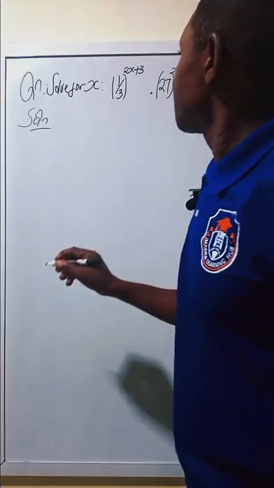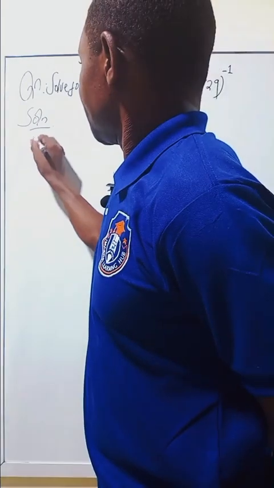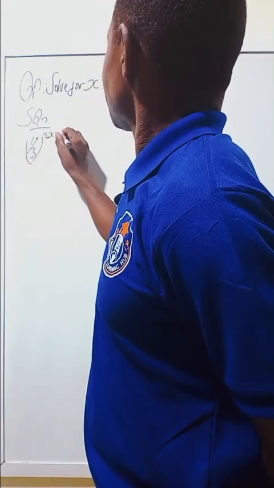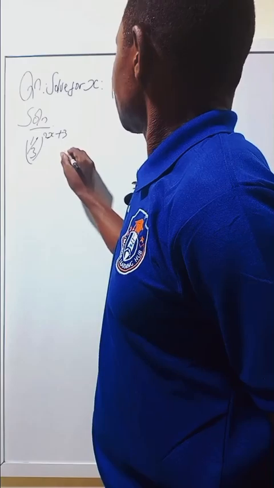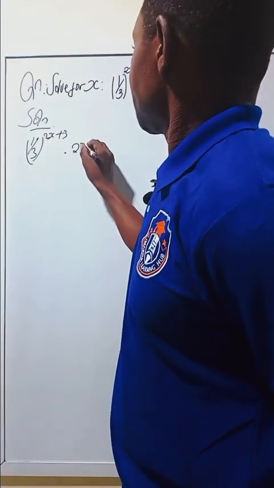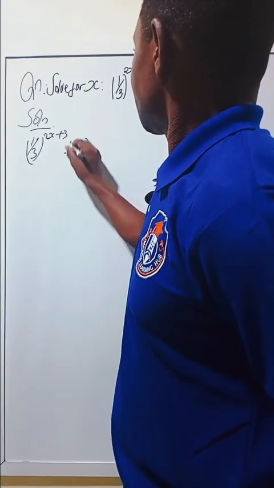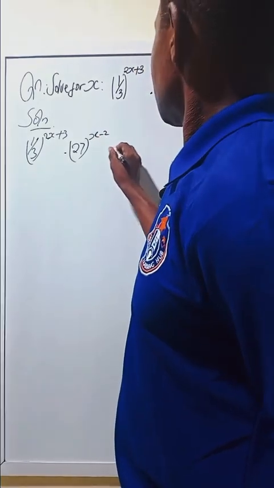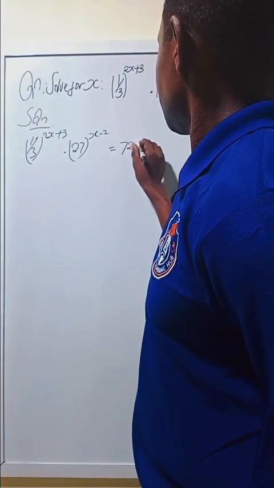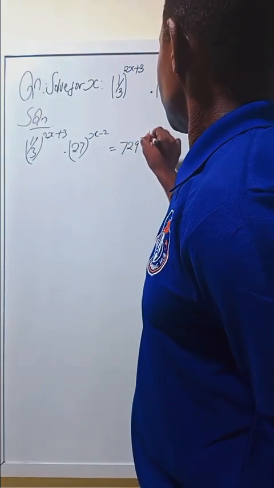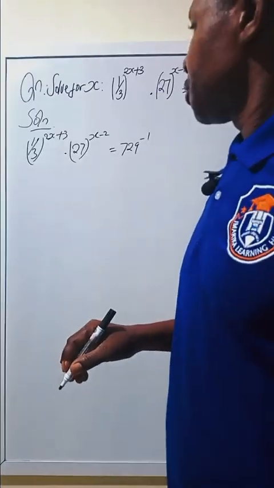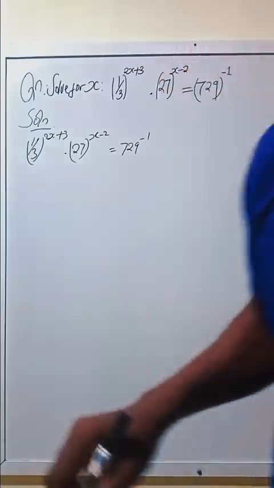Here's the solution. We have (1/3)^(2x+3) · 27^(x-2) = 729^(-1). Okay, so what do we have to do here?